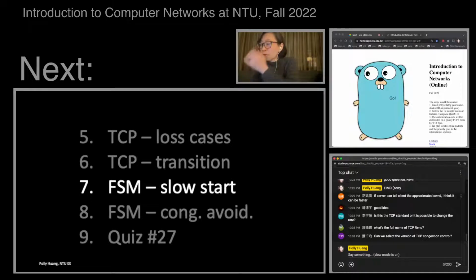Vincent? Oh, this is not a question. It's almost like a suggestion. If the server can tell the client approximately what the window size is, then it will be faster. Yeah, the slow start can be a little bit not so slow. But I guess the question then is, how does the server know what is the approximate CWND? Isn't it? If the client doesn't know, how come the server knows?